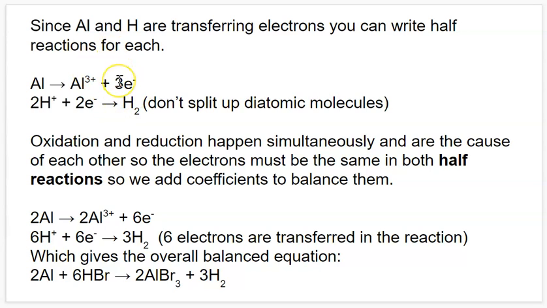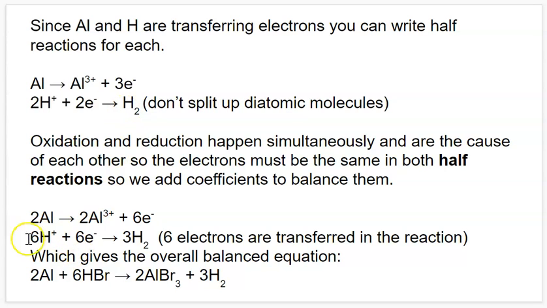The electrons being lost by the substance being oxidized need to be equal to the electrons being gained by the thing that's being reduced. So I have a 3-2 situation. The way we make 3-2 the same is with the common multiple of 6. So I'm going to multiply the whole first half reaction by 2. So I have 2 aluminums making 2 aluminum ions plus 6 total electrons. So 2 individual aluminum atoms that are neutral are going to become 2 aluminum ions, and 6 electrons are going to be lost overall.